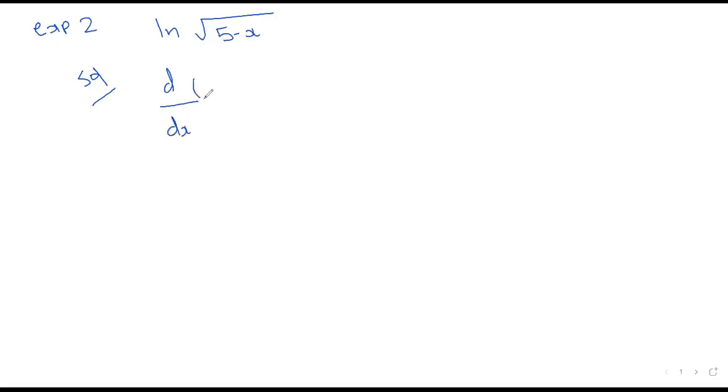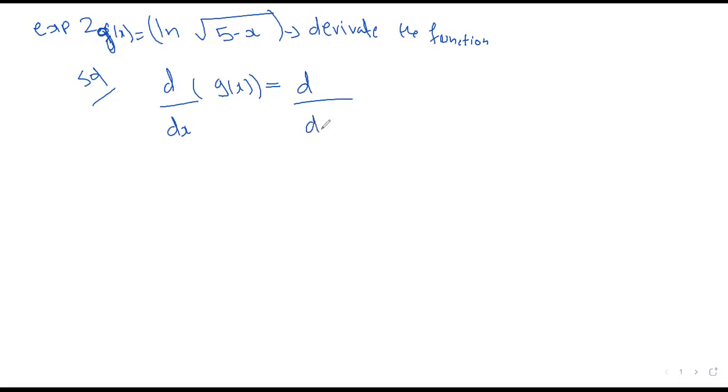Let's just assume that we have the question: derivate the function. Okay, this is the function g of x. G of x equals this, and we have a question in exam which says that you have to derivate it. So we will write down g of x equals d by dx of ln under root 5 minus x.